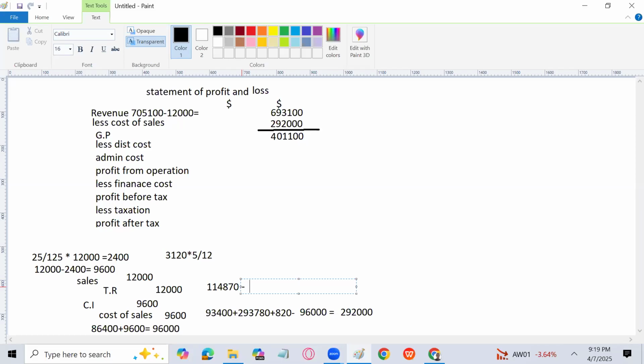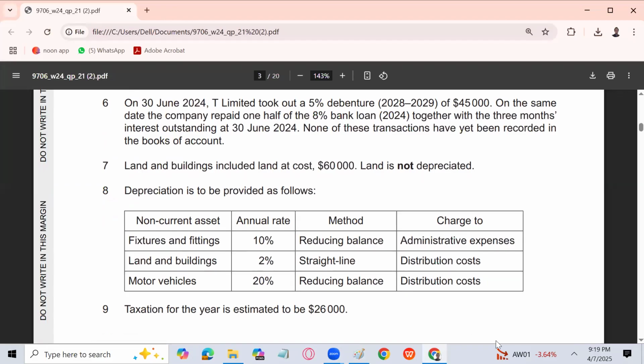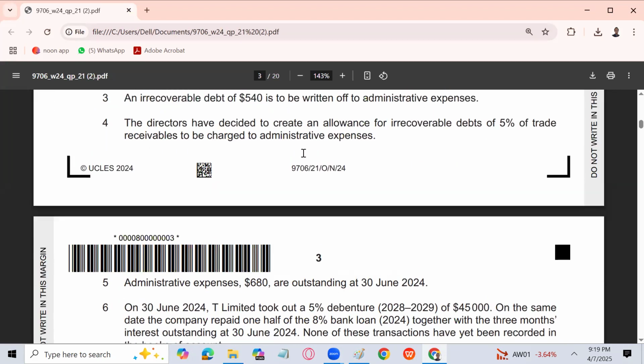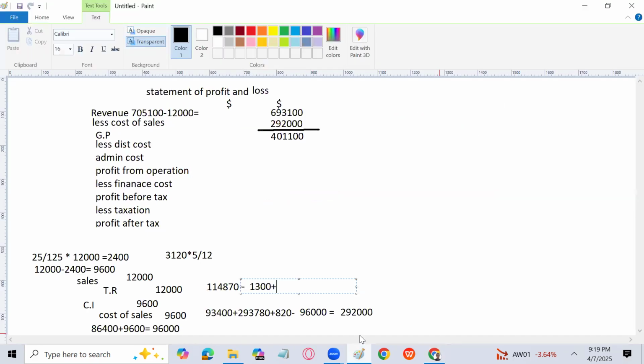3,120 into 5 divided by 12. That is 1,300. We subtracted. Then we have to add depreciation, which is a part of distribution cost, and that is on land and building. Rather, land is not depreciated, so 2% on building and 20% through reducing balance method on motor vehicle. Land costs 60,000. So let's suppose land and building 165,000 minus 60,000, 105,000 into 2%, because that is straight line. That is 2,100. The 2,100 will be added as depreciation on building.